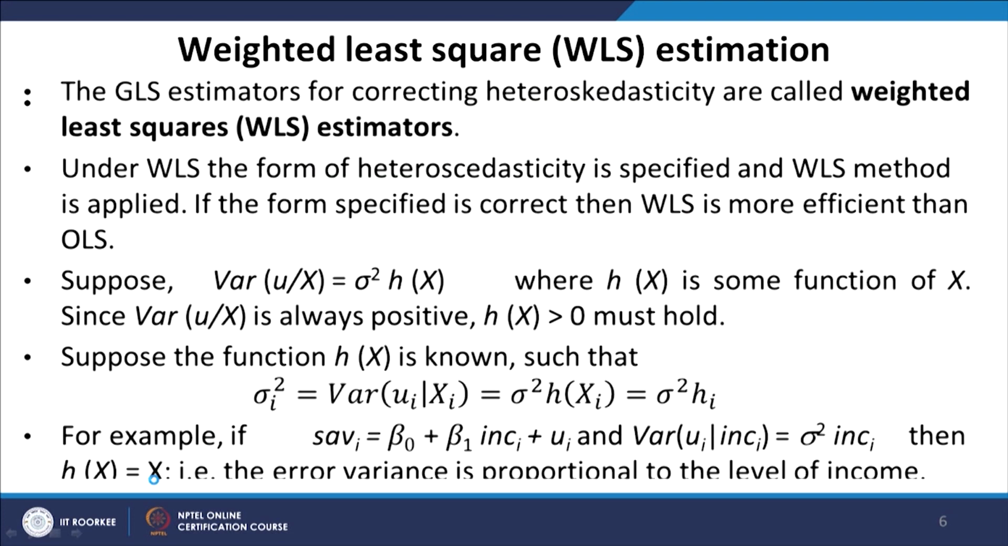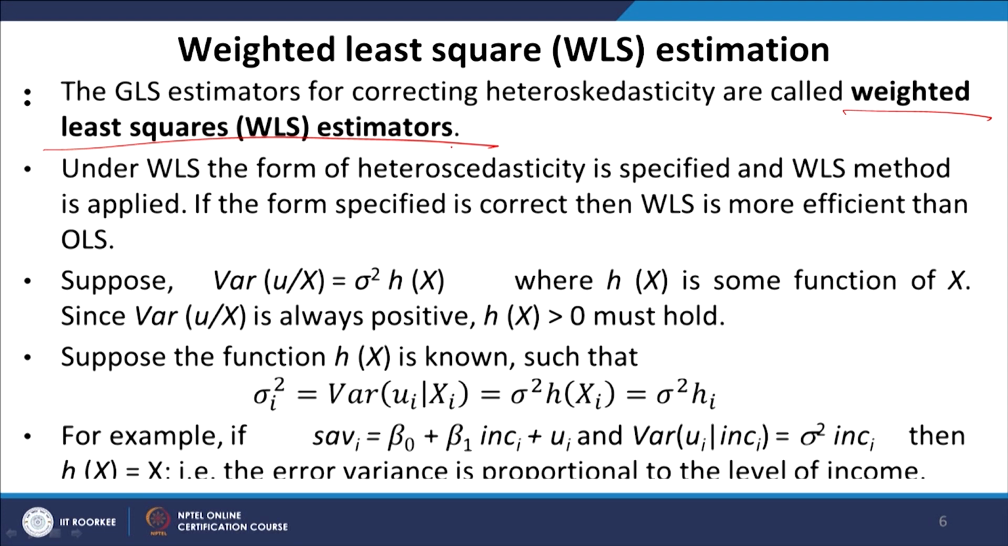The GLS estimators for correcting heteroscedasticity are called weighted least square estimators. So, GLS can be applied in various circumstances. When we use them for correcting heteroscedasticity, they are specifically called weighted least square estimators. So, WLS is actually one kind of GLS.